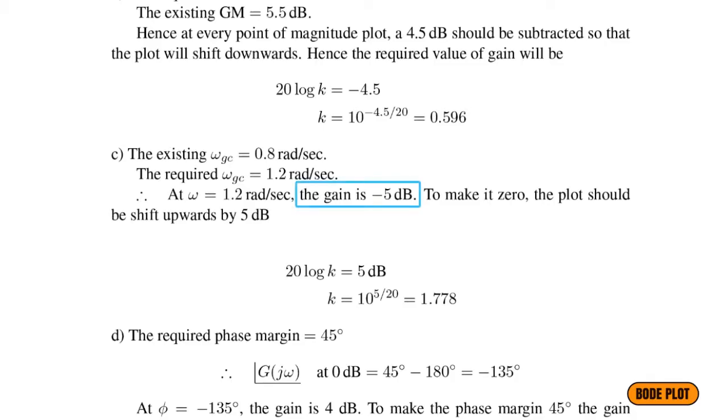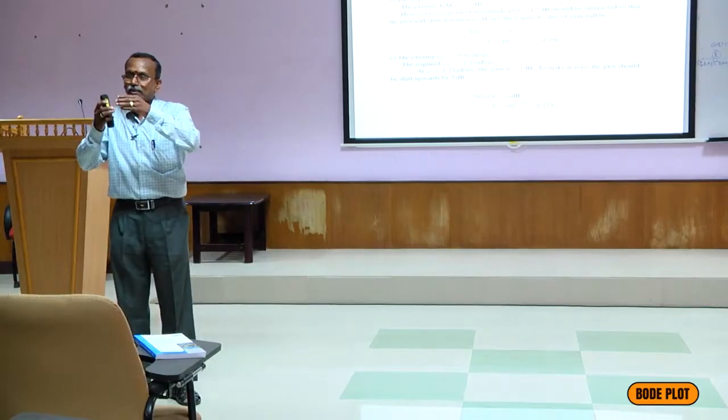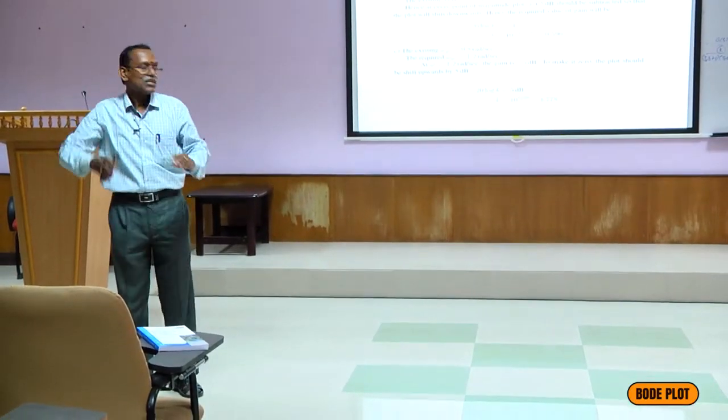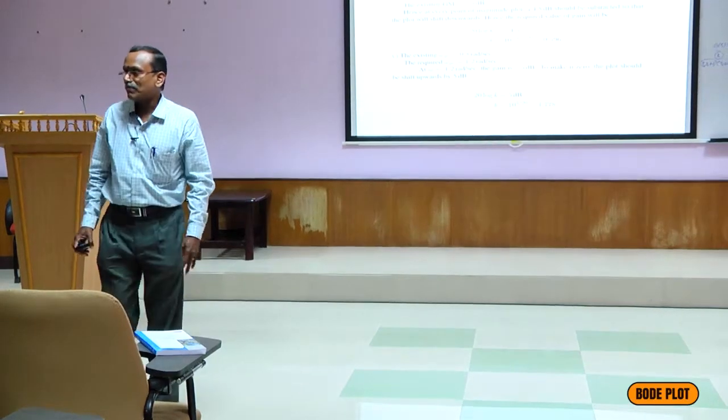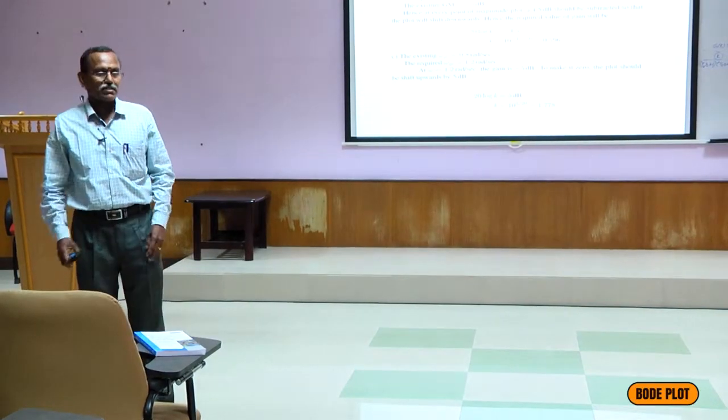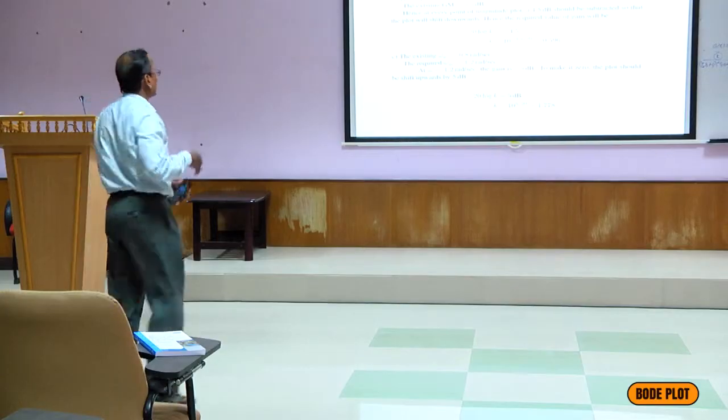Right? At 1.2, the gain is minus 5 dB. So make it equal to 0. To make it equal to 0, how much do we have to add? Minus 5 to 0, we have to add plus 5. So 20 log k equal to plus 5, therefore k equal to 1.778. So we have to use some logic here.